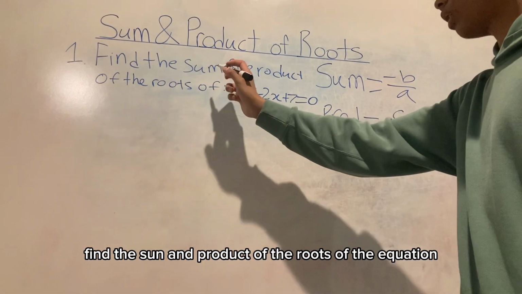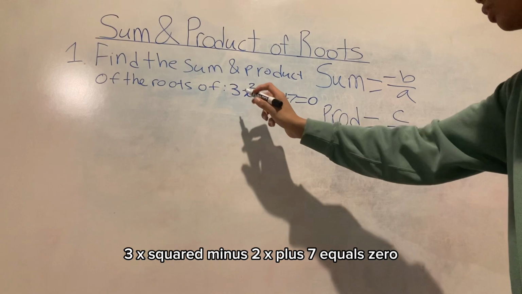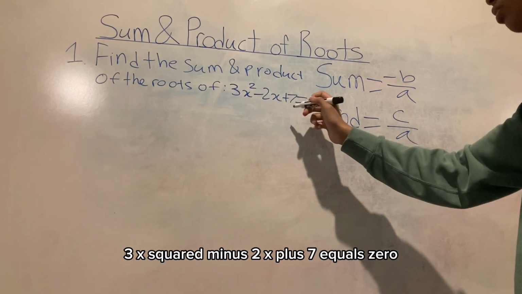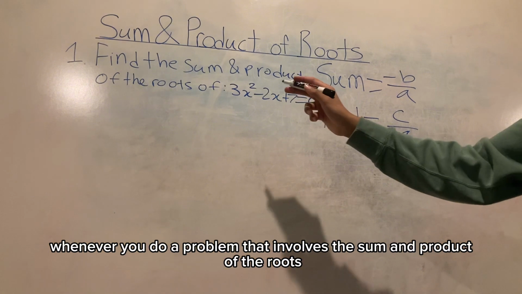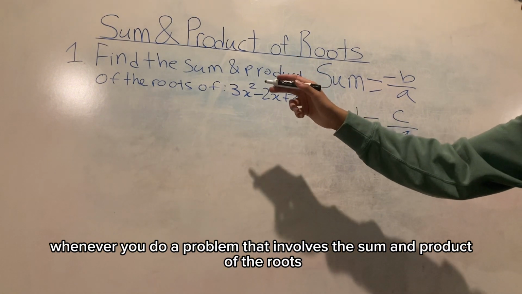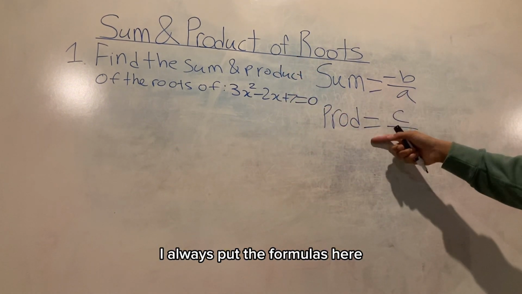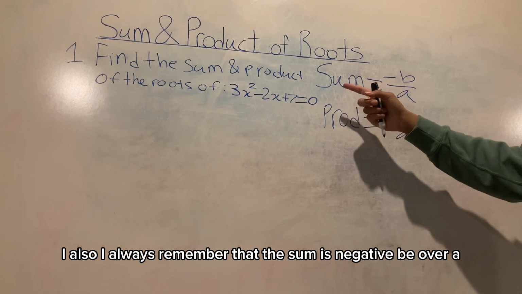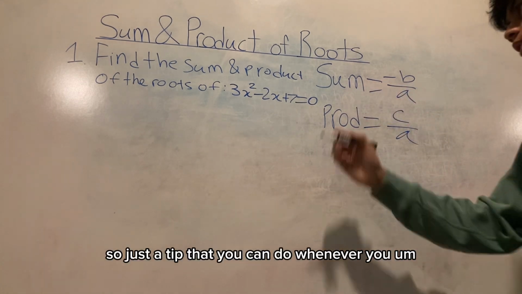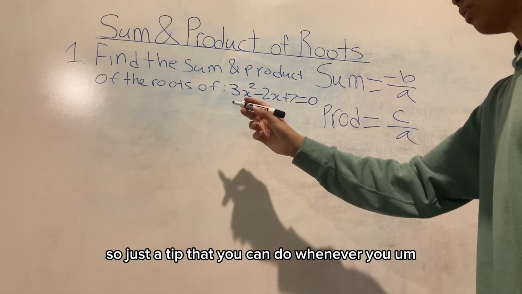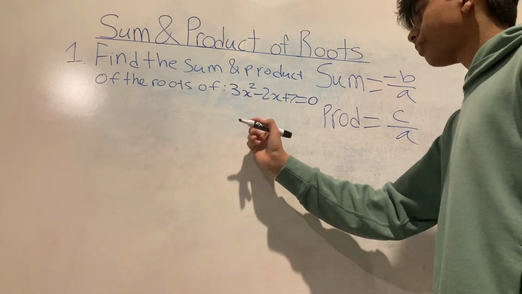Find the sum and product of the roots of the equation 3x squared minus 2x plus 7 equals 0. One thing I like to do whenever I do a problem that involves the sum and product of the roots, I always put the formulas here. So I always remember that the sum is negative b over a and the product is always c over a. Just a tip that you can do whenever you solve a problem like this.